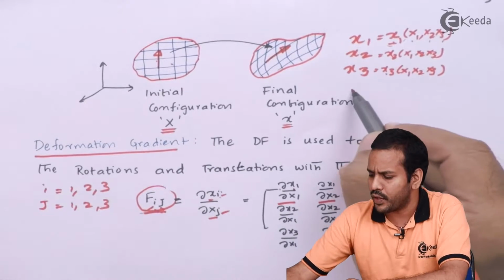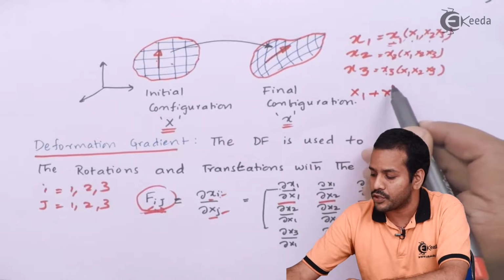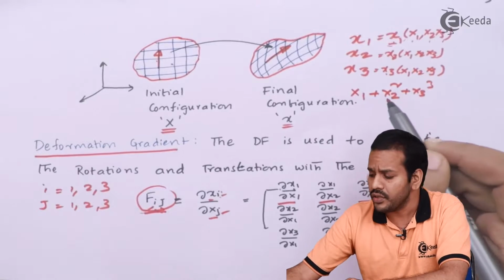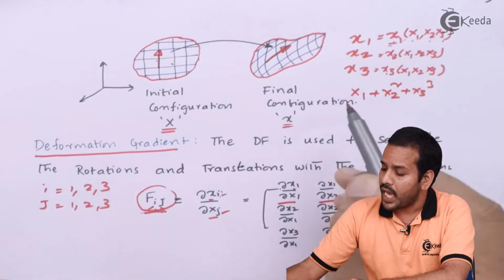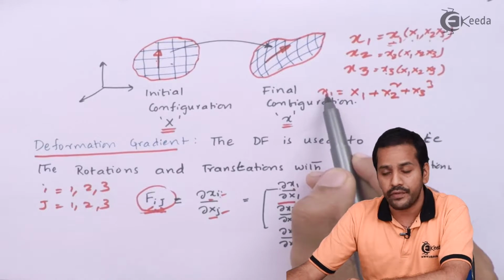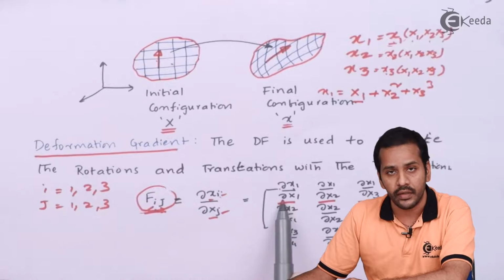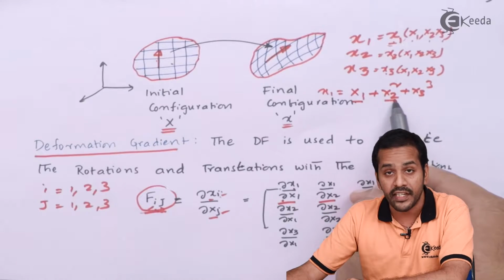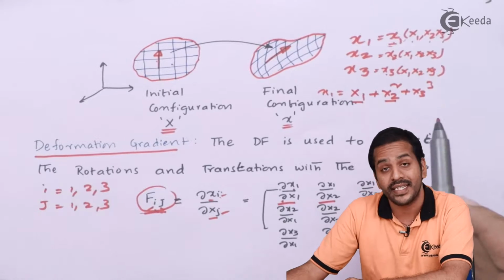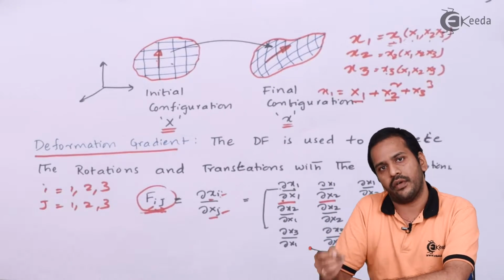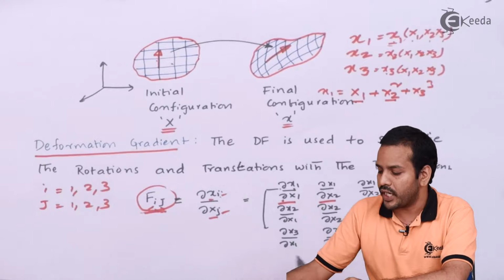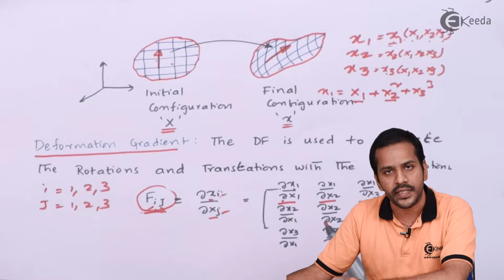The function can be like capital X1 plus capital X2 square plus capital X3 cube. This is also a function. With this function, what I can do is differentiate it. What is this? This is nothing but small x1. If I differentiate small x1 with respect to capital X1, that will be 1. If I differentiate it with respect to capital X2, that will be 2 times capital X2. With respect to capital X3, that will be 3 times capital X3 square. At whatever point I want to find this deformation gradient, I will substitute the coordinates and get the values. Those values I can populate here in this matrix.